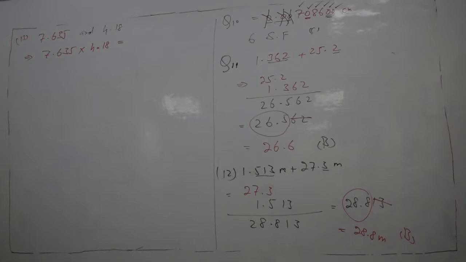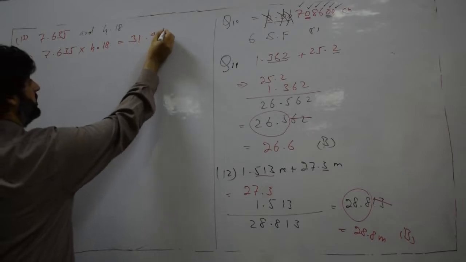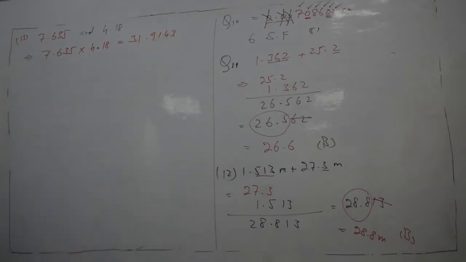So this one, 7.635 multiplied by 4.18. The answer is 31.9143. This is the answer given by the calculator. Now look at the significant figures.